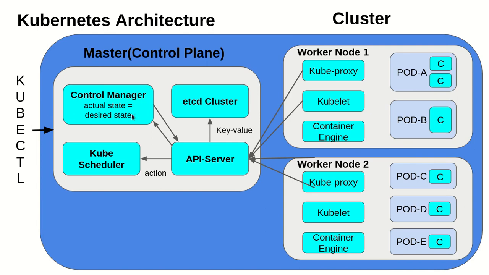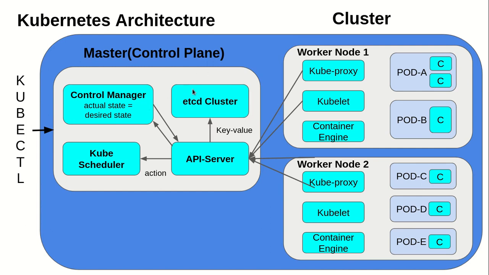The next part is the kube scheduler. But before discussing the kube scheduler, let's move to the etcd cluster. The etcd cluster contains all the information that the control manager wants. The control manager does not know where the desired state data comes from, or where the actual state data comes from. So the etcd cluster provides that information to the control manager.